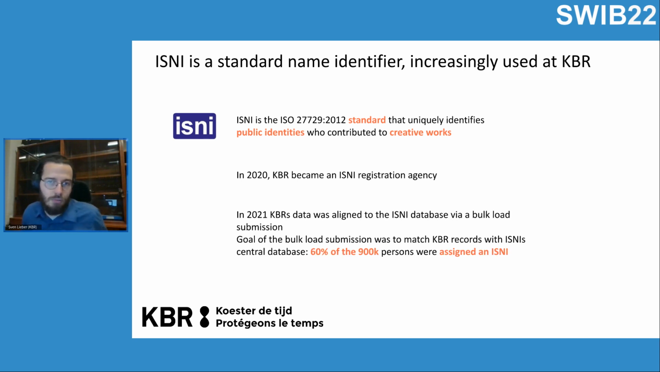As part of this procedure, we also had the so-called bulk load submission, which meant that we basically aligned our catalog with the ISNI central database. And with this initial mapping, 60% of our roughly 900,000 person authorities were immediately assigned an ISNI, and this number is now increasing as we are giving more ISNIs to the persons in our catalog.